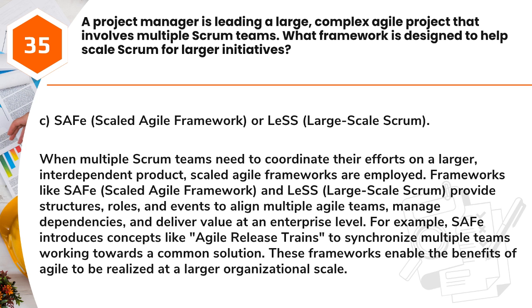Answer: C. SAFe, Scaled Agile Framework, or LeSS, Large-Scale Scrum. When multiple Scrum teams need to coordinate their efforts on a larger, interdependent product, scaled Agile frameworks are employed. Frameworks like SAFe and LeSS provide structures, roles, and events to align multiple Agile teams, manage dependencies, and deliver value at an enterprise level. For example, SAFe introduces concepts like Agile release trains to synchronize multiple teams working towards a common solution. These frameworks enable the benefits of Agile to be realized at a larger organizational scale.